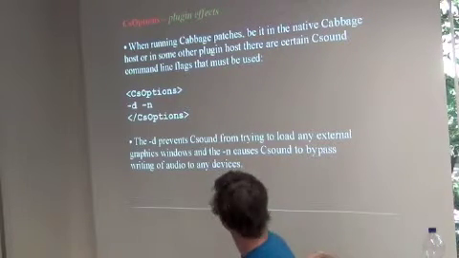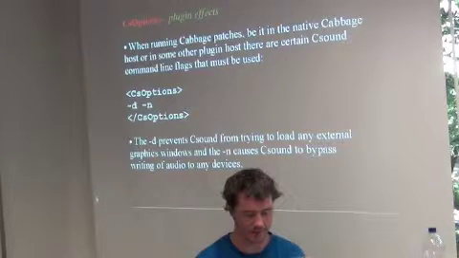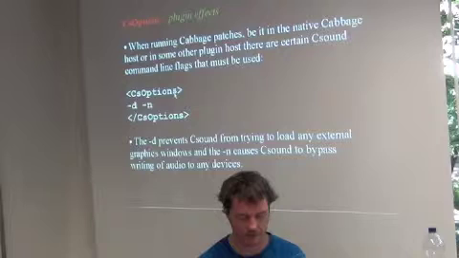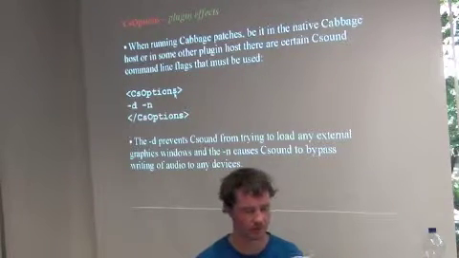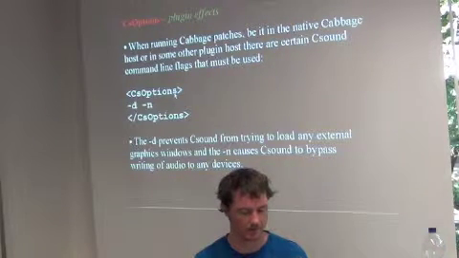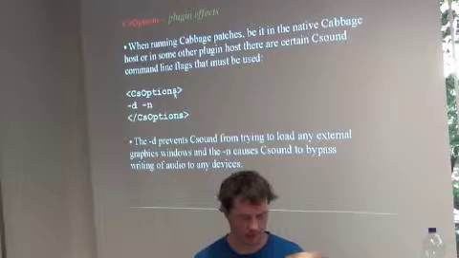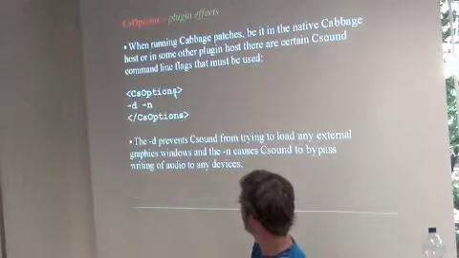Just a few other things. Csound options. When you're writing plugin effects, you're going to want to use -D and -N. The -D prevents csound from trying to load any external GUI windows, because that's going to be a pain, because it'll launch the FLTK stuff in the background, but you don't want it. And then the -N is going to cause csound to bypass writing of audio to any devices.